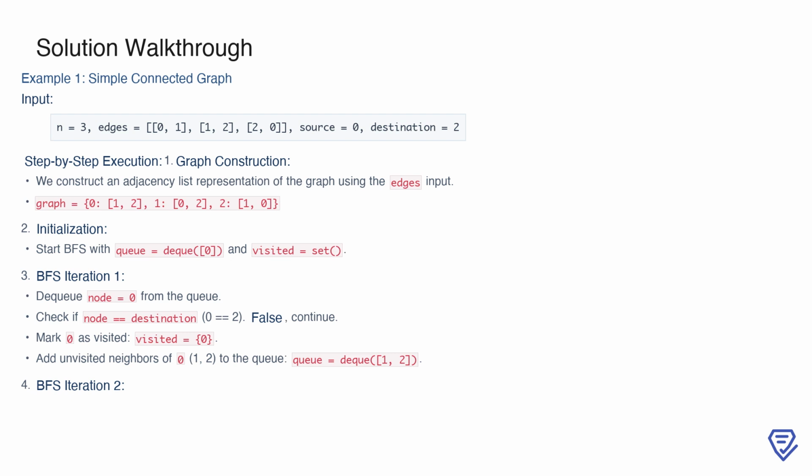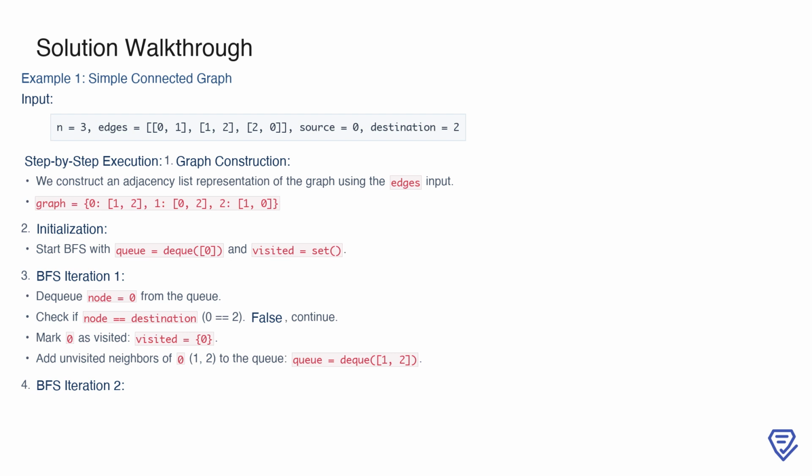Next, we initialize a breadth-first search, or BFS, by adding the source node, 0, to the queue and creating an empty set to track visited nodes. In the first BFS iteration, we dequeue node 0 and check if it matches the destination node, 2. It doesn't, so we mark 0 as visited and add its unvisited neighbors, 1 and 2, to the queue.